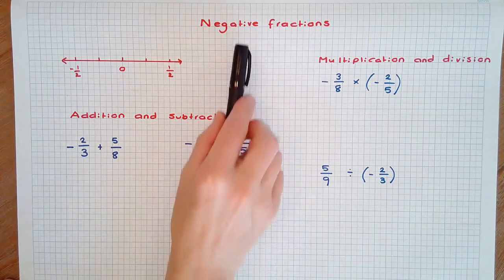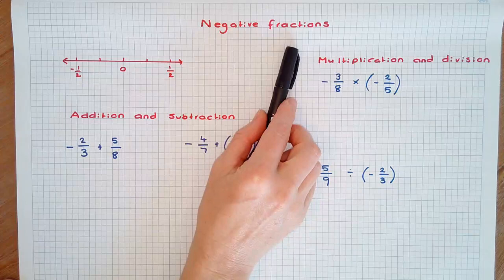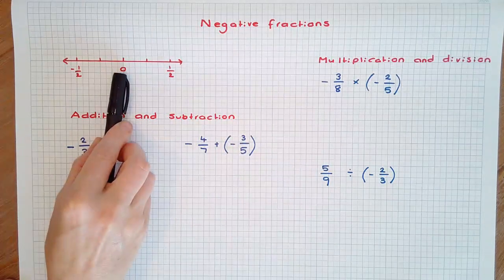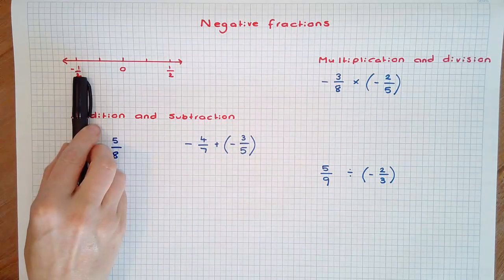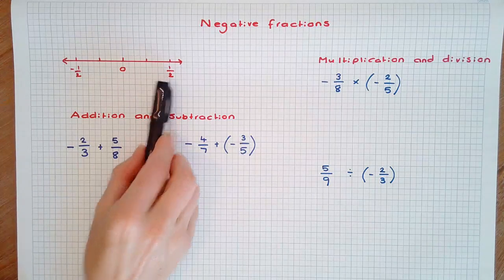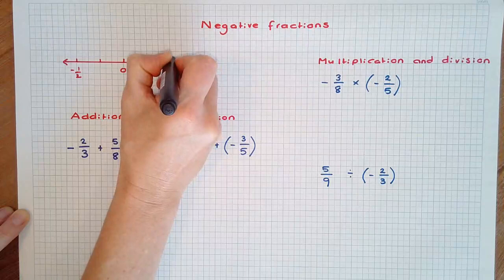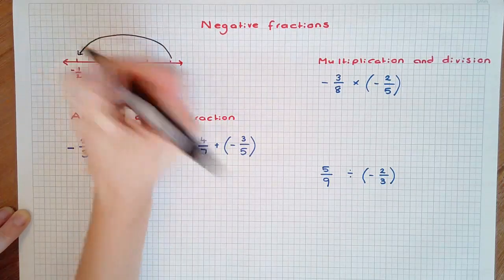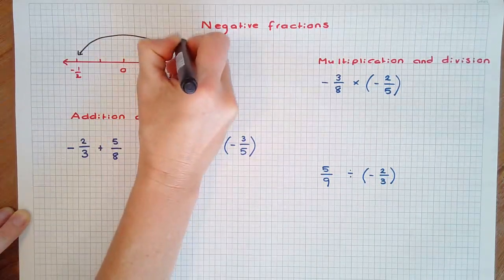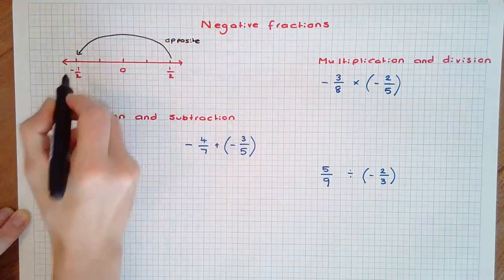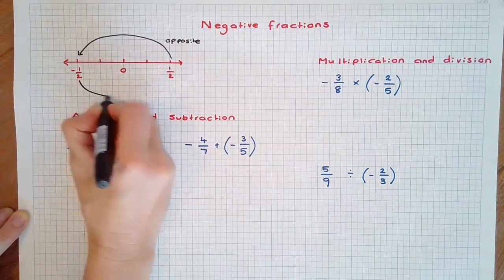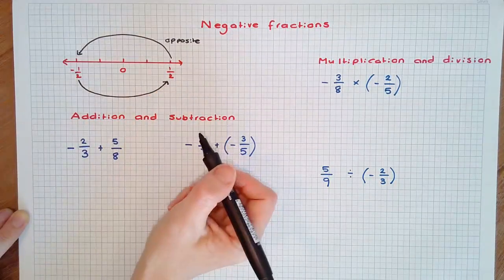In this video, we're going to have a look at negative fractions. Negative fractions lie to the left of 0 on a horizontal number line. Each positive fraction has an opposite fraction. For example, the opposite of 1/2 is negative 1/2, and the opposite of negative 1/2 is positive 1/2.